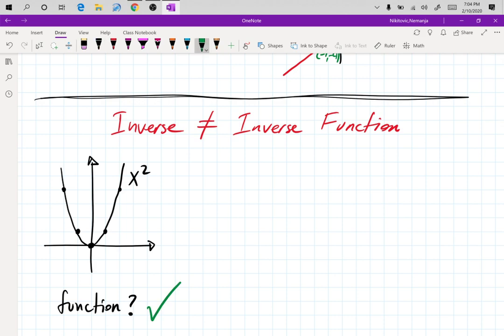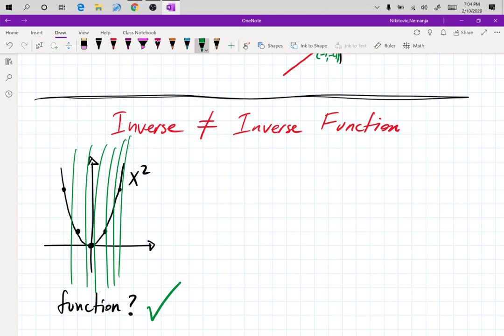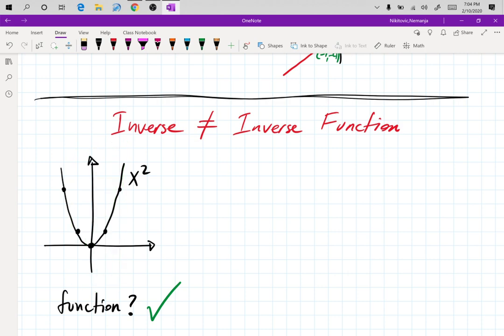Yes, it is. It passes the vertical line test. No matter where you draw the vertical line, it will never cut through the black line, through the function. It will never cut more than once. Now consider its inverse.